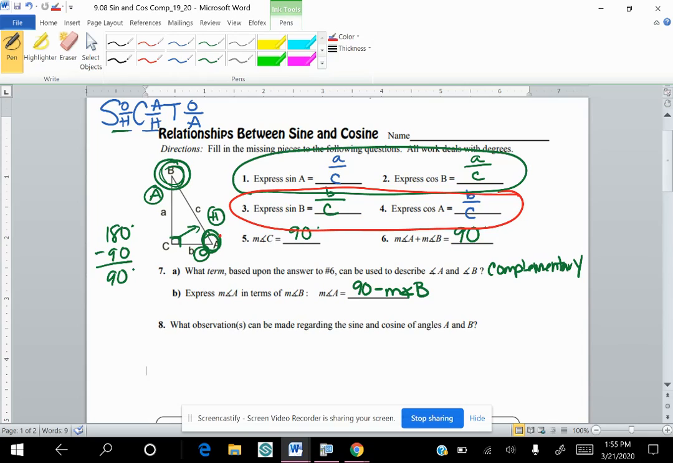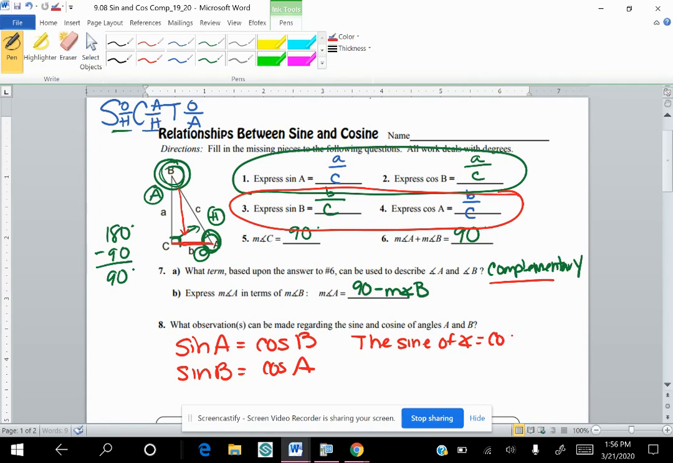Why does that happen? Well, if I'm looking at angle A, what's adjacent to angle A is opposite from angle B. So that's why the sine of angle A would equal the cosine of angle B. So here we could say the sine of A equals the cosine of angle B, or the sine of angle B equals the cosine of angle A. In other words, knowing that A and B are complements of each other, the sine of the angle is equal to the cosine of the complement.